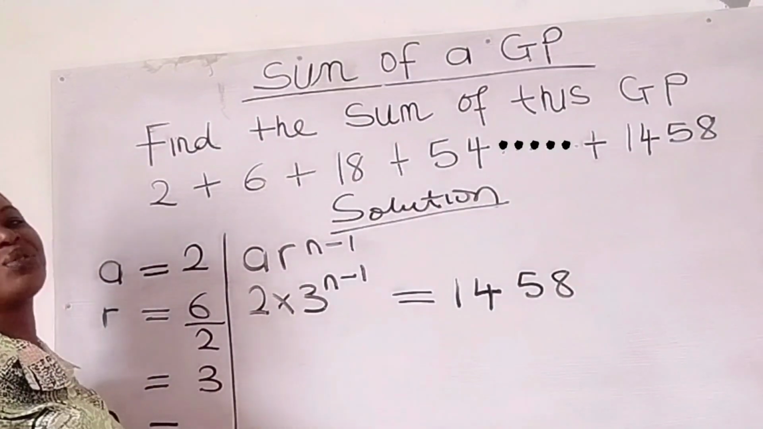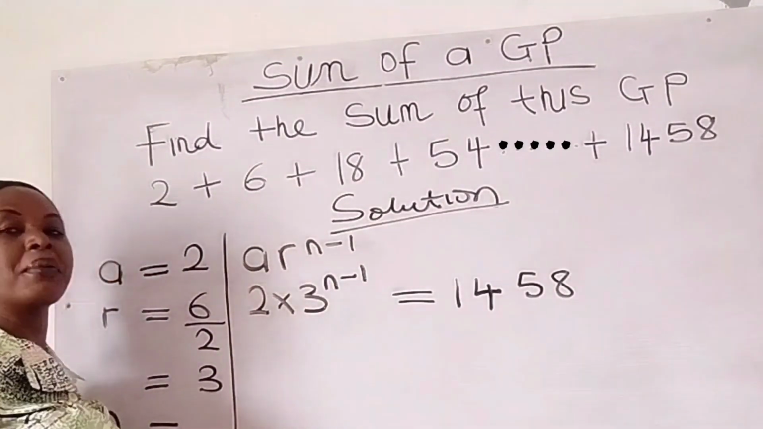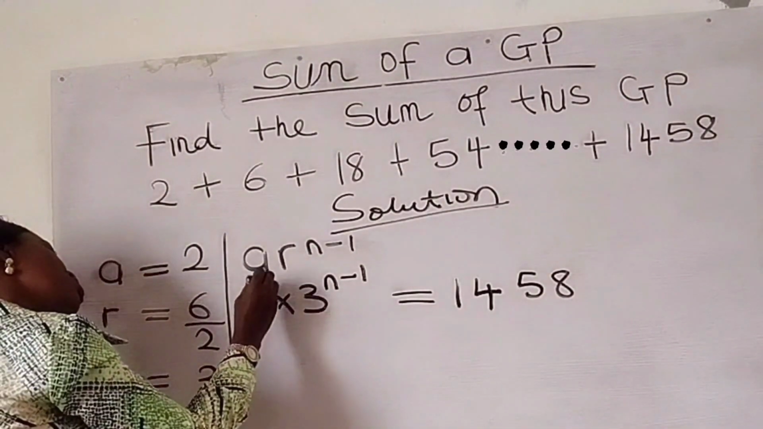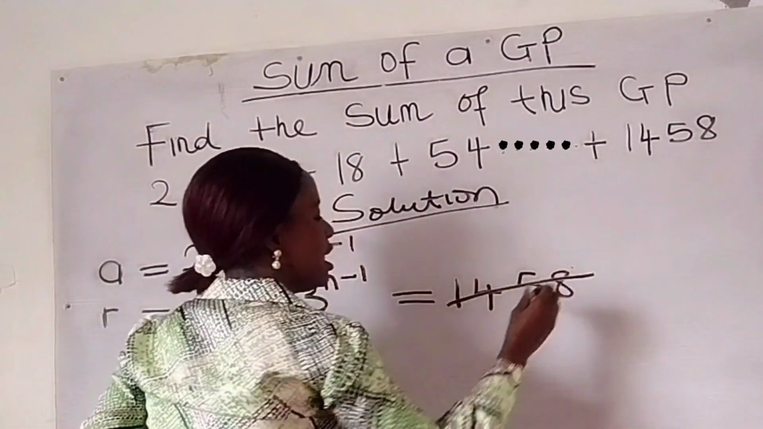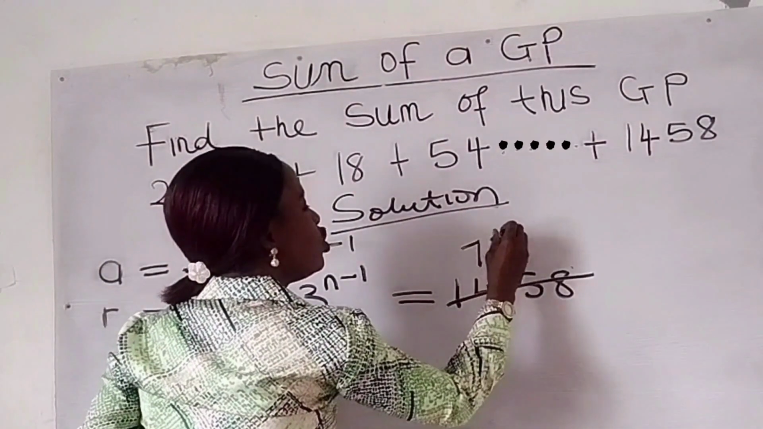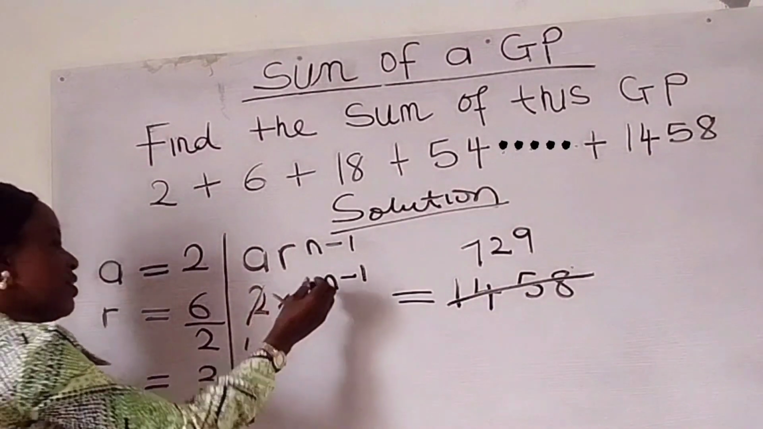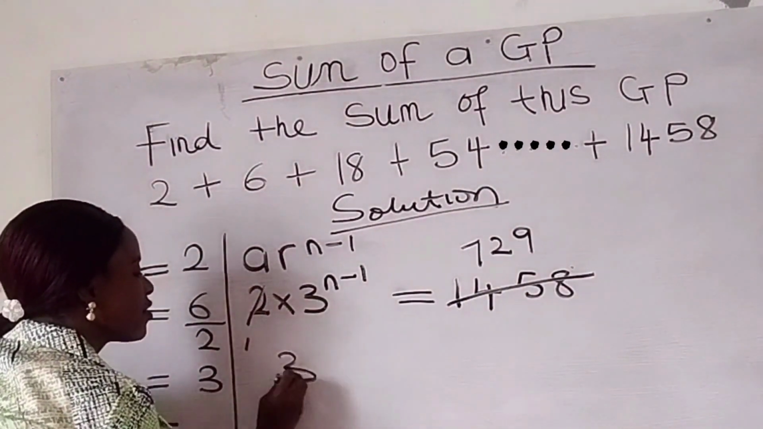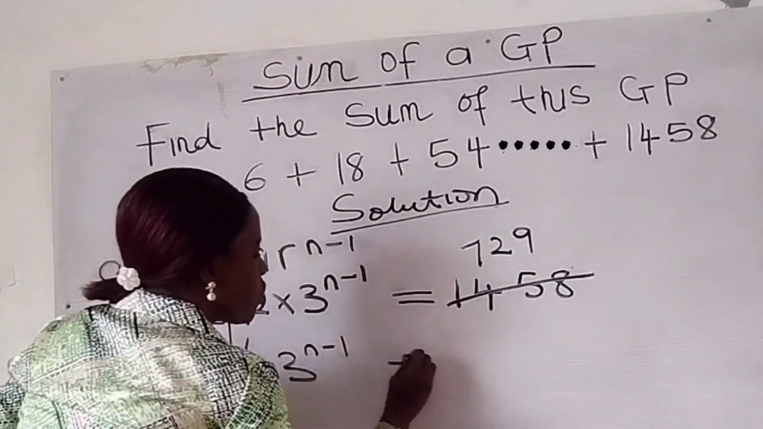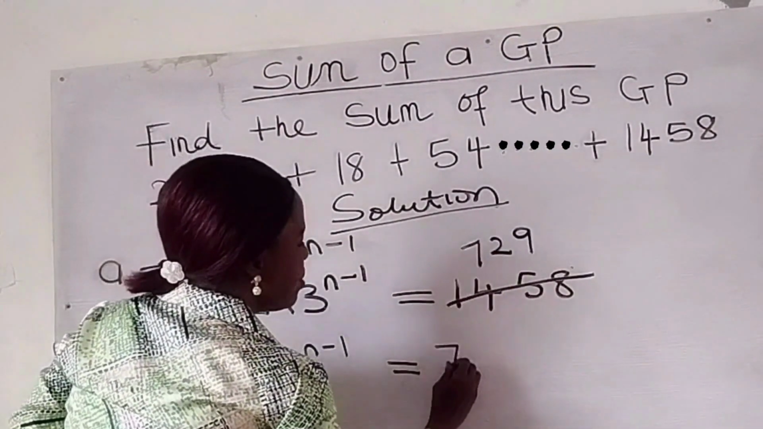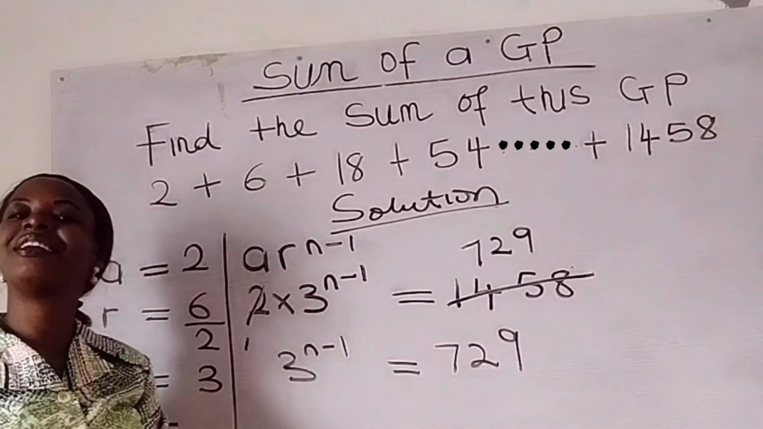Now what do we do? We can cancel out, so that we reduce these numbers to smaller numbers. How do we cancel out? 2 cancels itself, and 1458 divided by 2 gives you 729. So now we have 3 raised to the power n minus 1 is equal to 729. Is that clear?